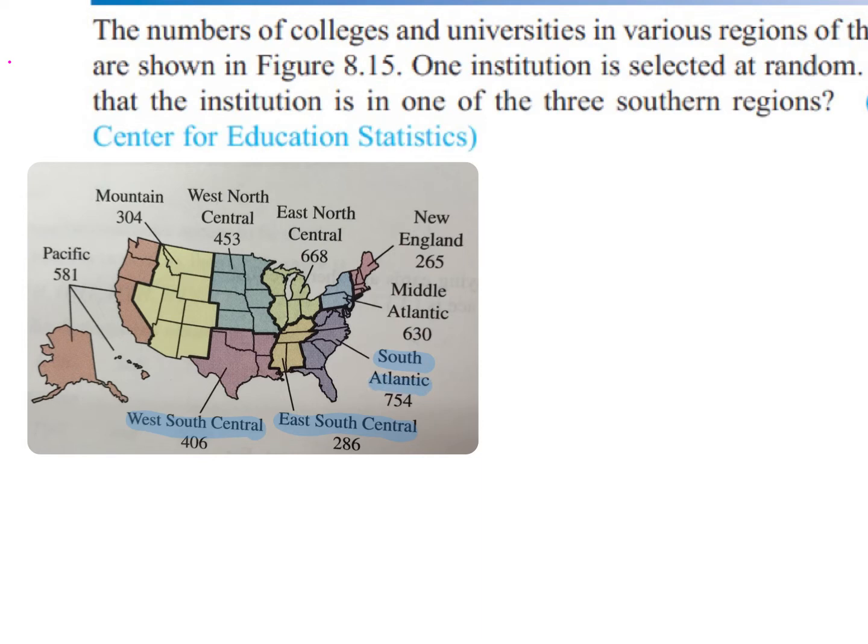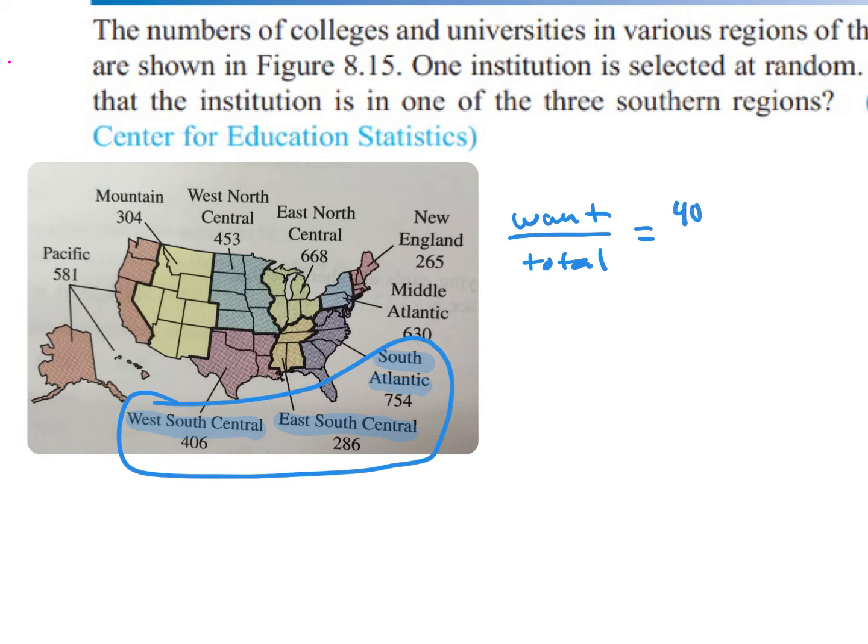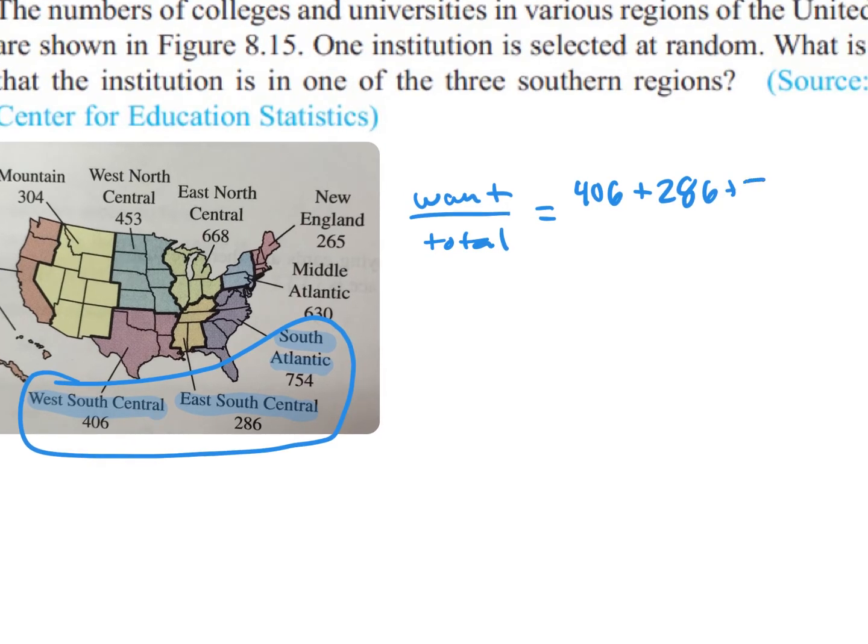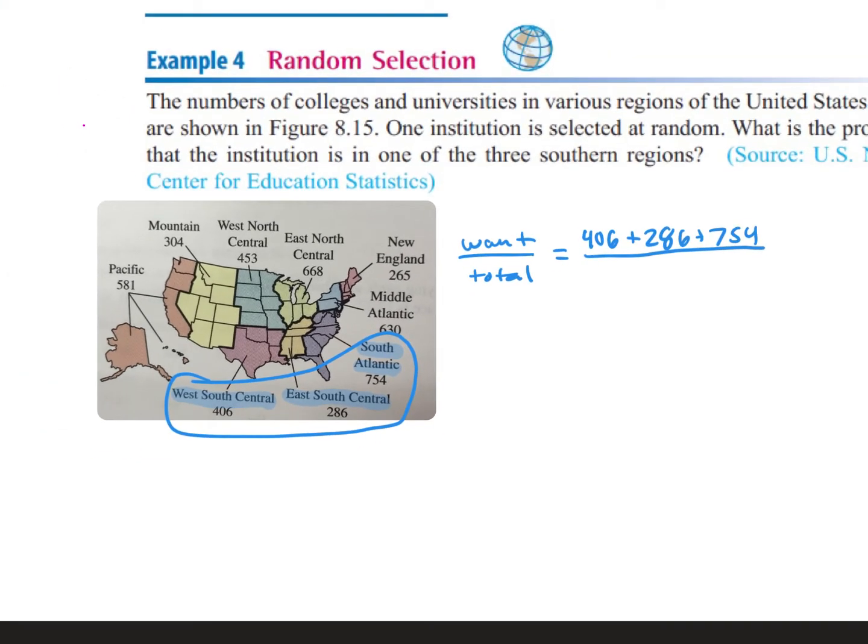Remember, when finding the probability, it's what I want divided by the total. So what is it that I want? The 3 south regions, so these 3 added together: 406 plus 286 plus 754. And then what is my total? The total is all of these added together, which is 4,347.